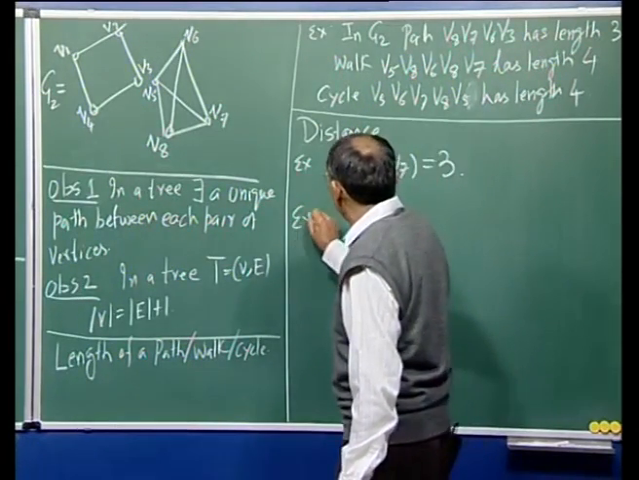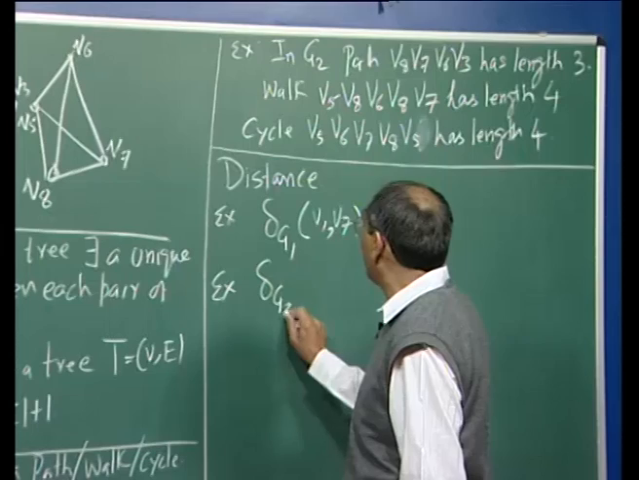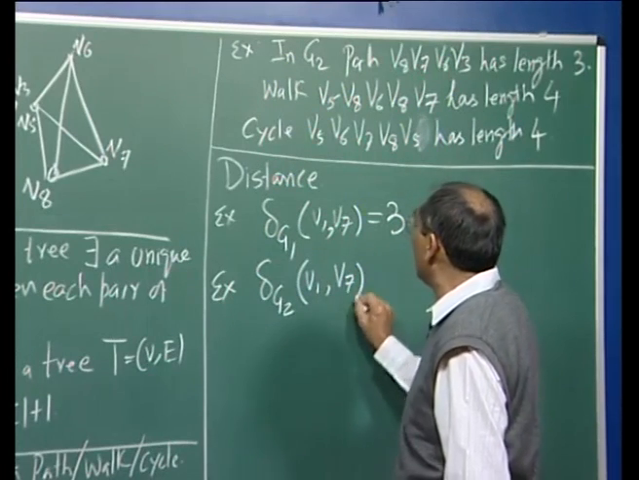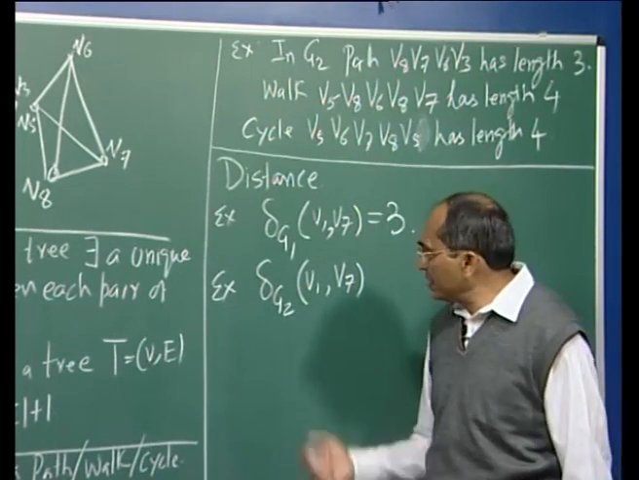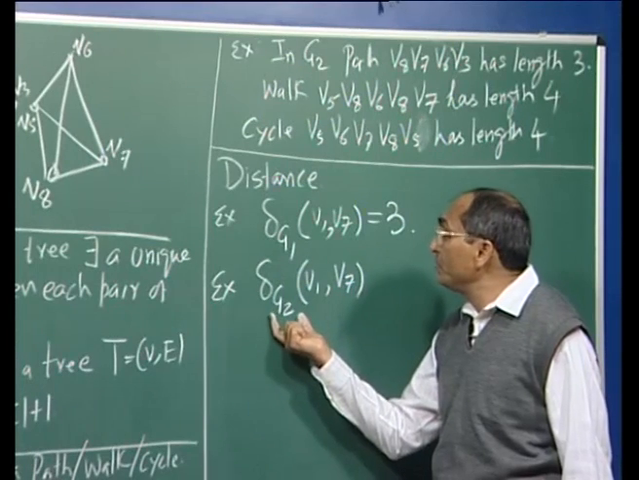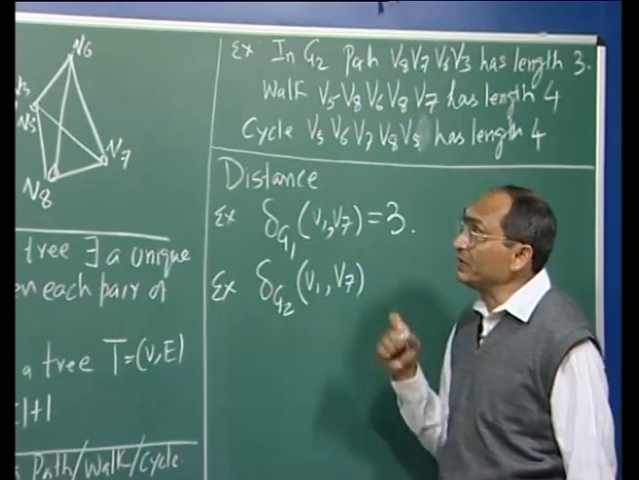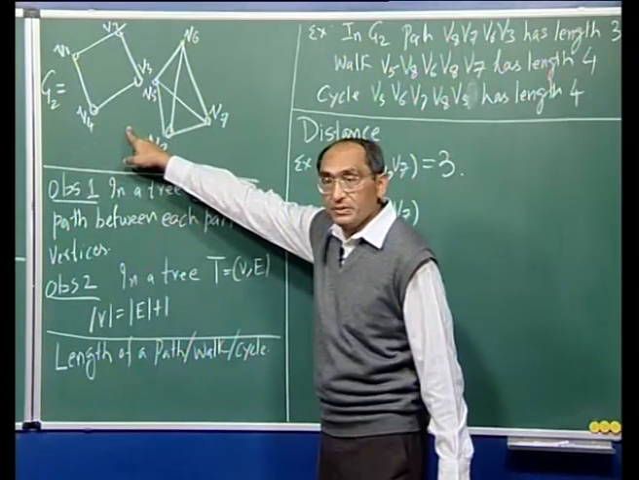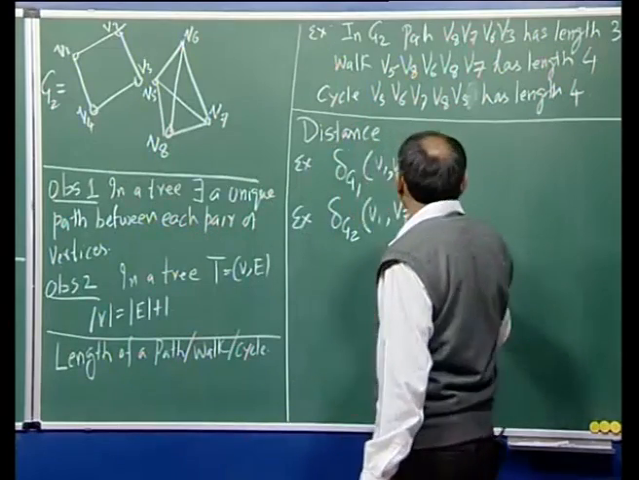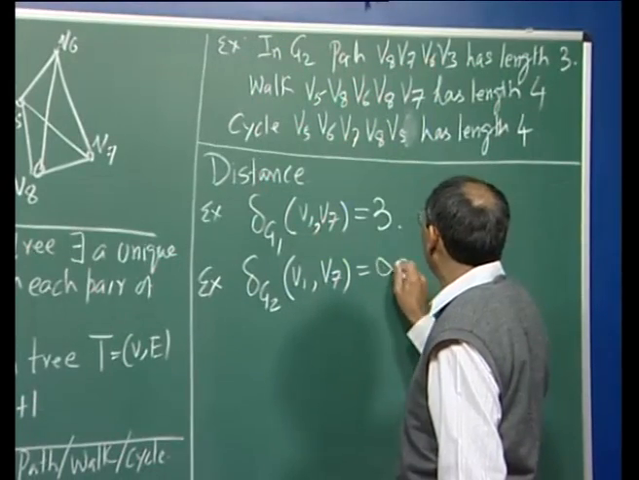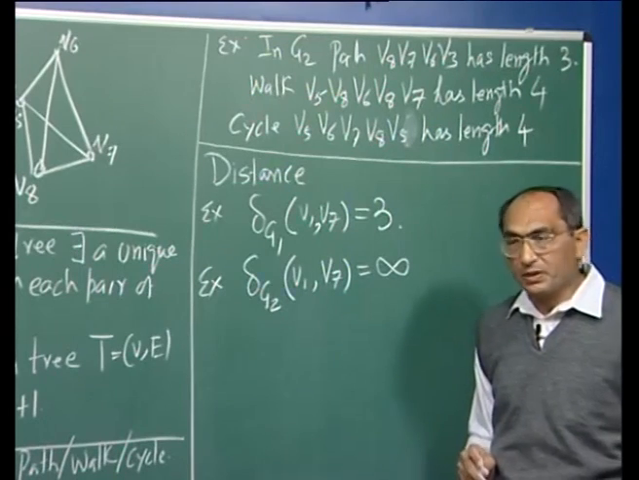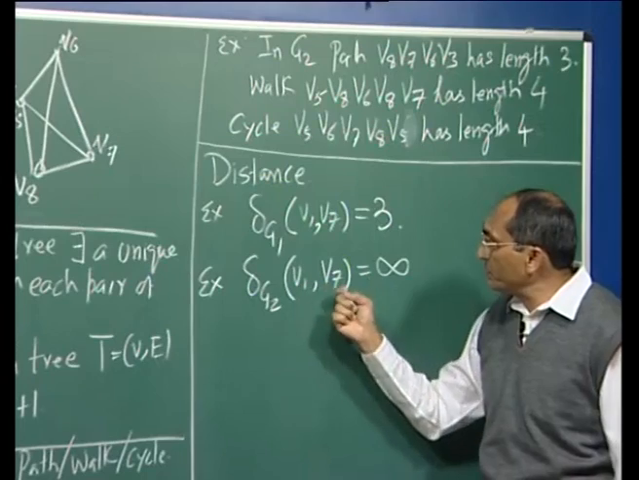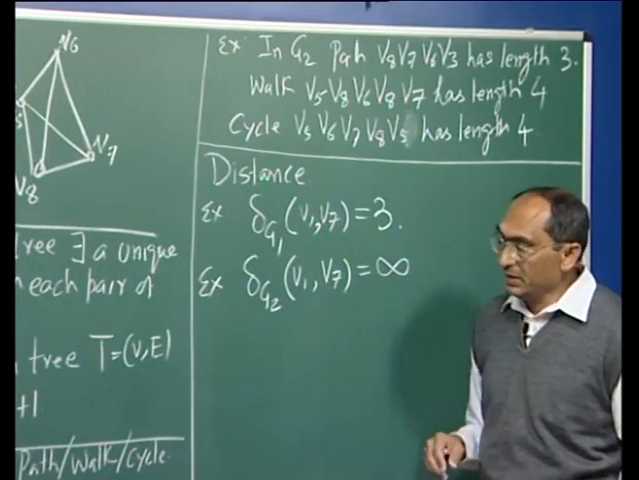Another example, delta G2 of V1 and V7. This time I am looking at graph G2 and the distance between V1 and V7. In this case, what you notice is that there is no path between V1 and V7. Hence, we describe such distance to be infinite. The shortest is actually no path. There is no way we can reach from V1 to V7. Hence, the distance is infinite.